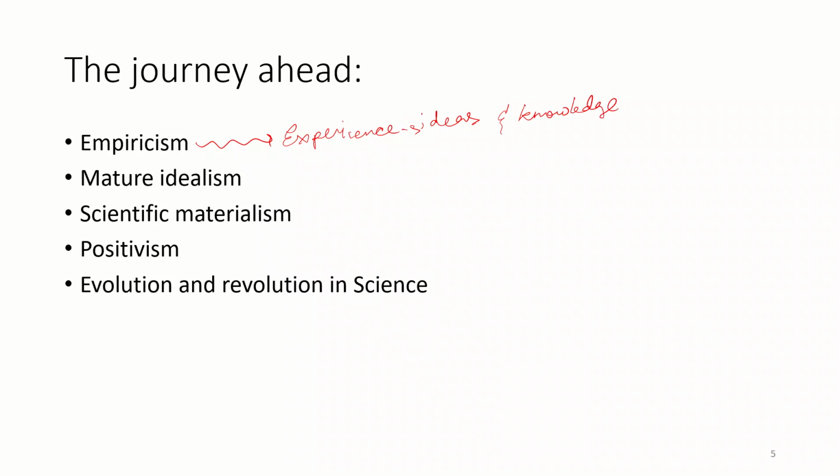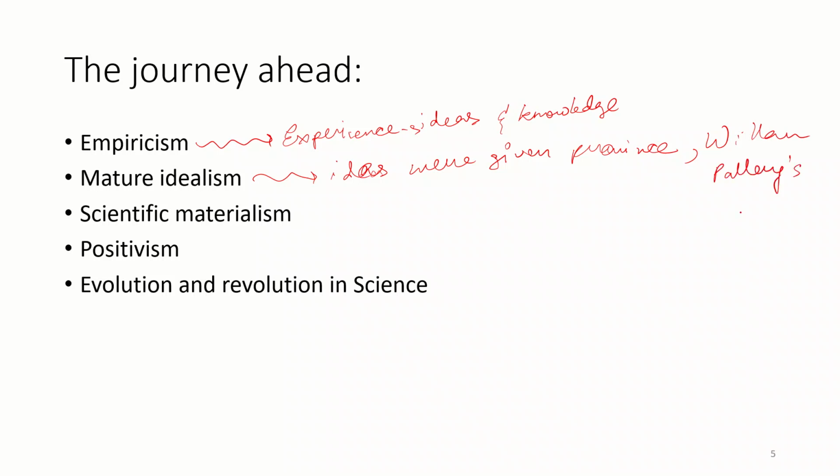Then we had the period of mature idealism, in which there were two kinds of schools, and ideas were given prominence. There were different kinds of ideas, like William Paley's statement on God's intelligent design.